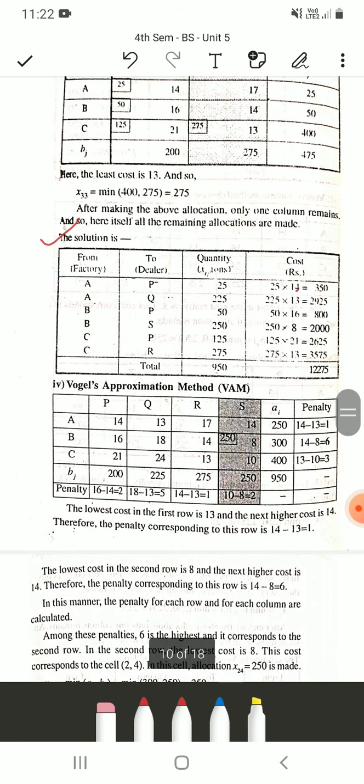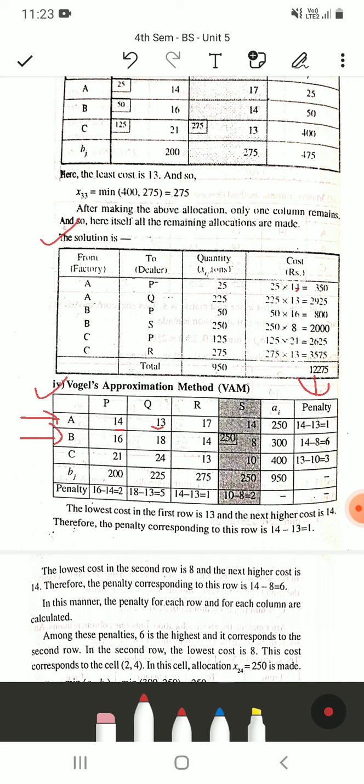Now we will see the last method, that is Vogel's approximation method. So in this we are introducing penalty. So we had discussed in the last class. So first step is to formulate. Now in the first row check the least value, which is 13. What is the next least value, which is 14? So you have to take the difference between these two. So 14 minus 13 is 1. Make an extra column which is penalty.